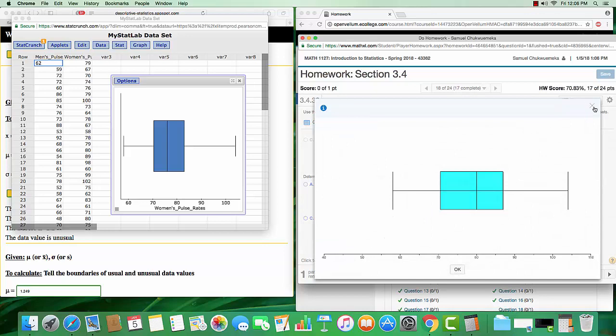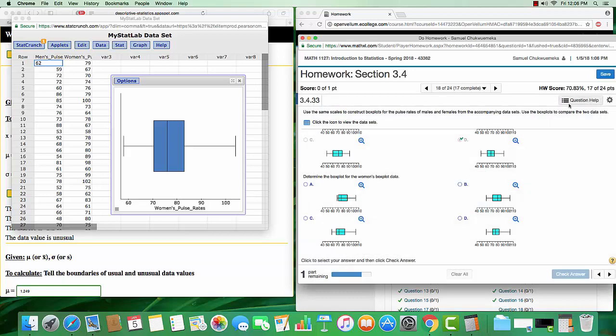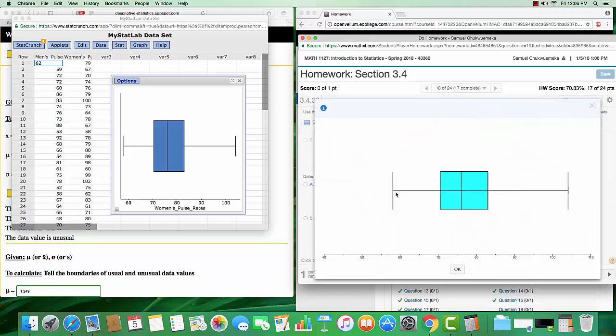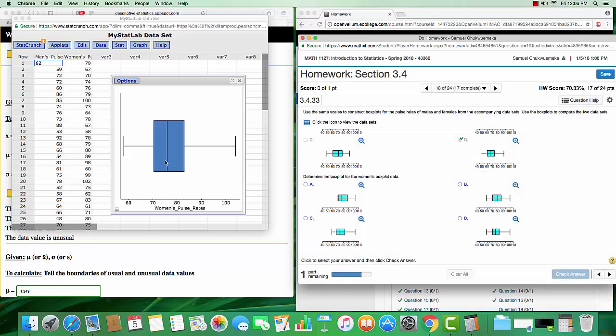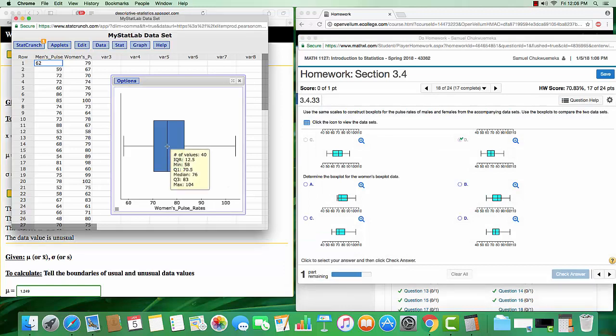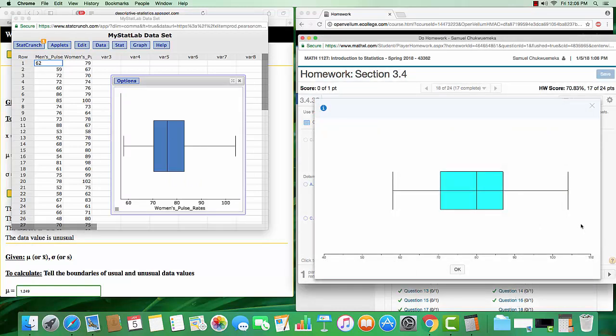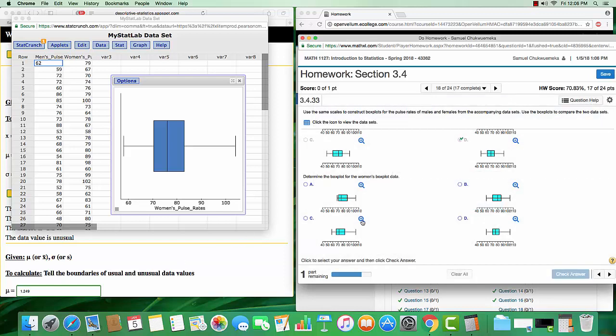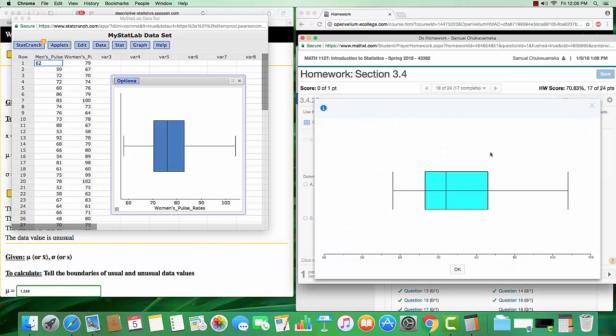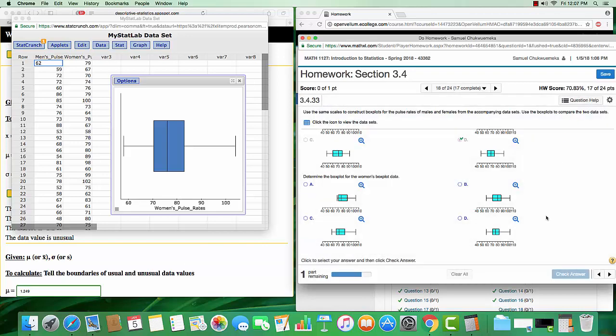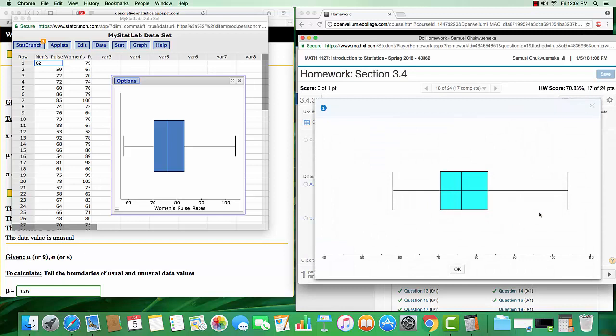58. B is okay. Minimum of 58. C is okay. D is okay. All right. Maximum is 104. B is okay because this is 100 and this is 105. B is okay. C is okay. D is okay.